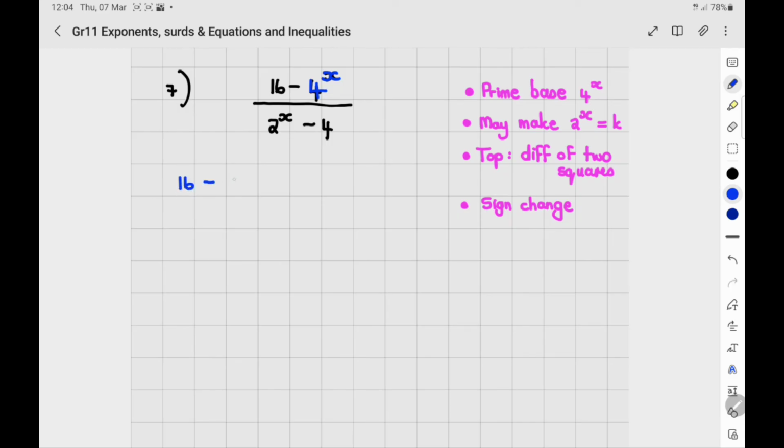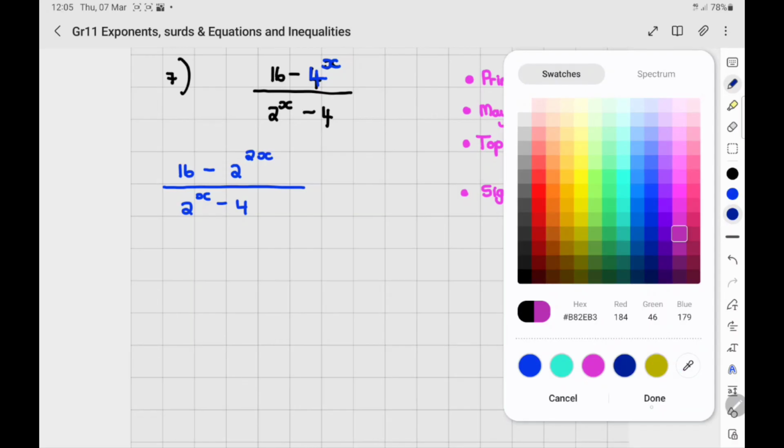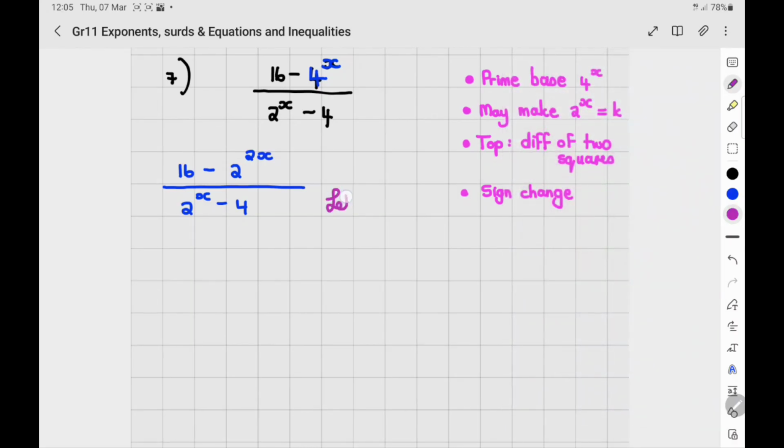Okay, so 4 to the power x becomes 2 to the power 2, and the 2 pushes up and multiplies with the x on top. And over here, 2 to the power x minus 4. So if you are a little bit scared, I'm going to let 2 to the power x represent k, and then I've got 16 minus, now if 2 to the power x is k, then I'm left with k squared over k minus 4.